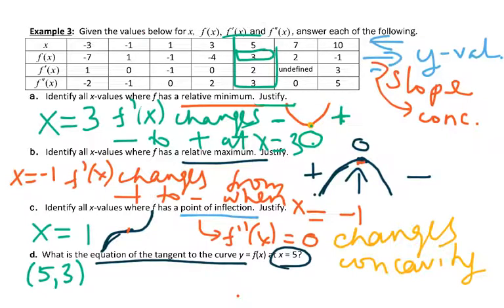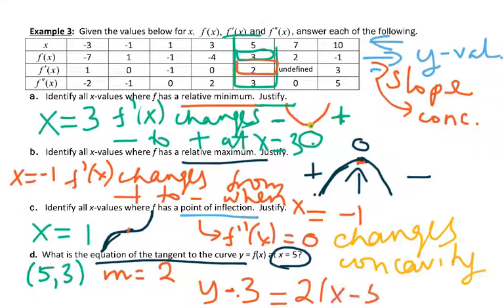And then to write an equation, we also need the slope. So the slope at this point is 2. You look at the next one, right? Slope means first derivative. So if you write an equation, you have a slope and a point, just put them together. So y minus 3 equals 2 times x minus 5. And that is the equation of the tangent to the curve of f of x at x equals 5.